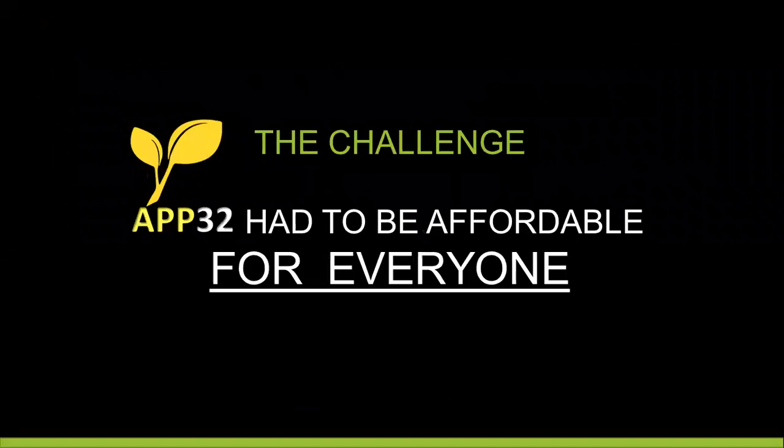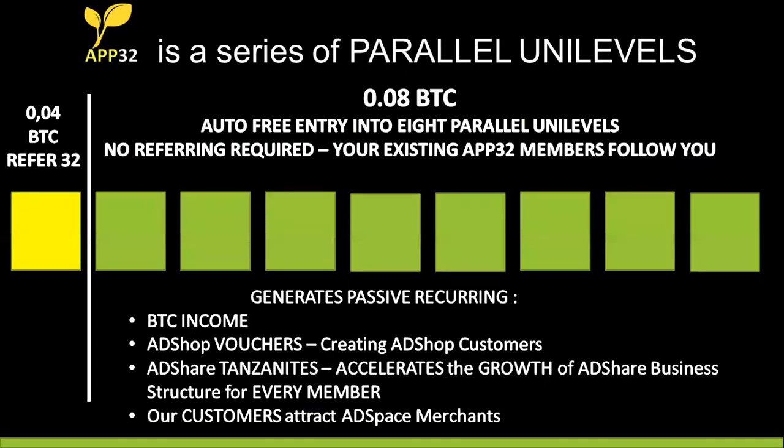So the challenge with this whole system was to make it affordable for everybody to start up with. And that's why it's 0.04 Bitcoin, because that's affordable for anybody anywhere in the world. And that will give you entry into a whole bunch of different parallel uni levels. Now we start off with the 0.04 Bitcoin uni level, and that's the only one that you need to focus on.